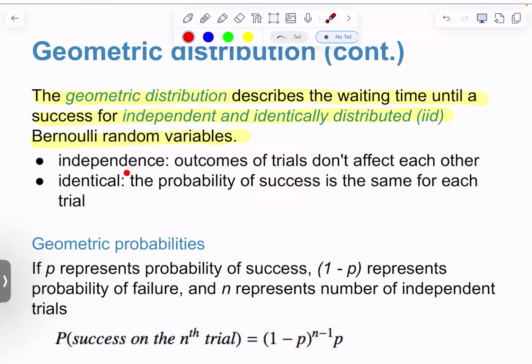As long as we have these conditions: the independence, so the outcomes of the trials don't affect each other. If I am standing in a waiting room and one of my coworkers refuses to administer the shock, that gives me more confidence to do so, and that would alter my probability of administering the shock. So they have to be independent. And identical: the probability of success is the same for each trial, and that's one of the assumptions that we make.